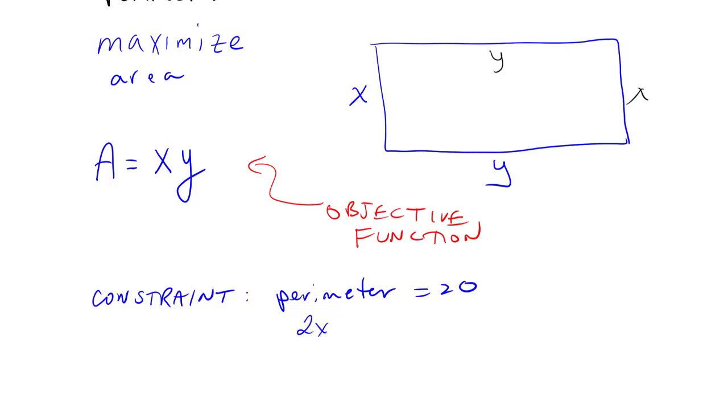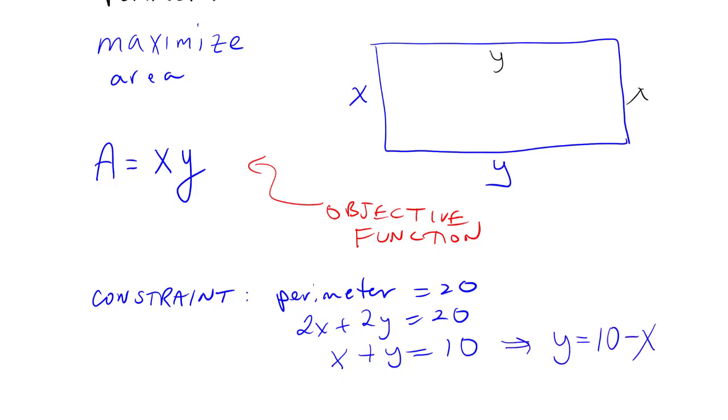So we have 2x plus 2y equals 20, or if we divide through by 2, then we'll get x plus y equals 10. All right, so there's our constraint. x plus y equals 10, or if I want to think of it another way, y equals 10 minus x, if I want to phrase it that way.